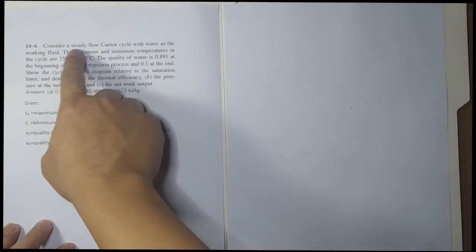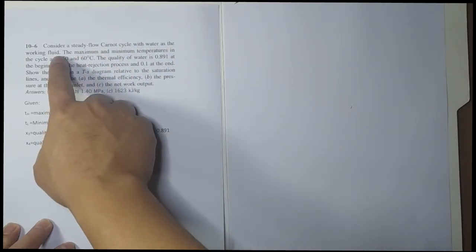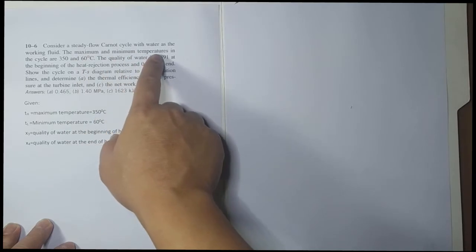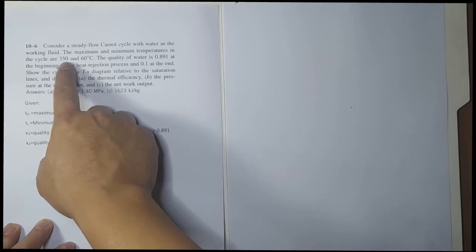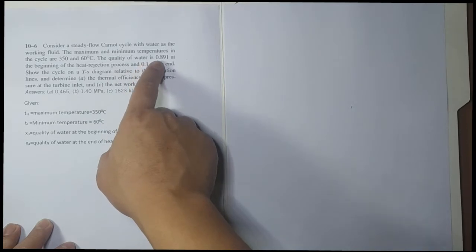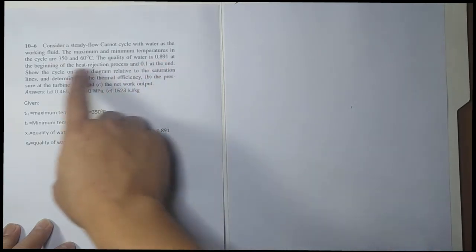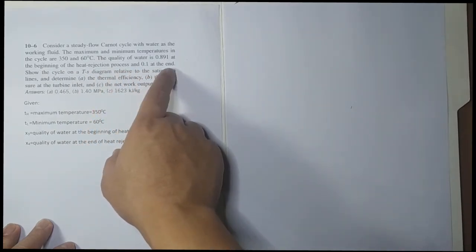Hello. So let's discuss one example of Carnot cycle. That is 10-6 from our book. It says there, consider a steady flow Carnot cycle with water as working fluid. The maximum and minimum temperatures in the cycles are 350 degrees Celsius and 60 degrees Celsius. The quality of water is 0.891 at the beginning of heat rejection process and 0.1 at the end.